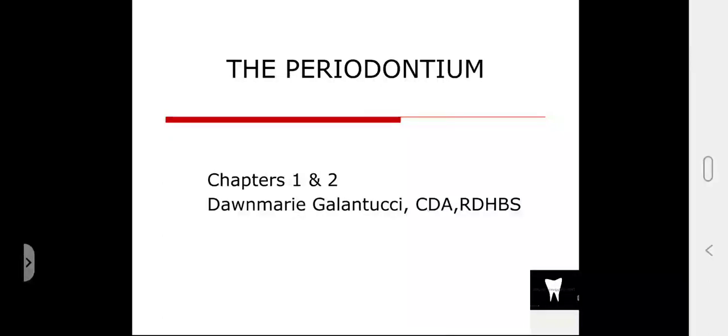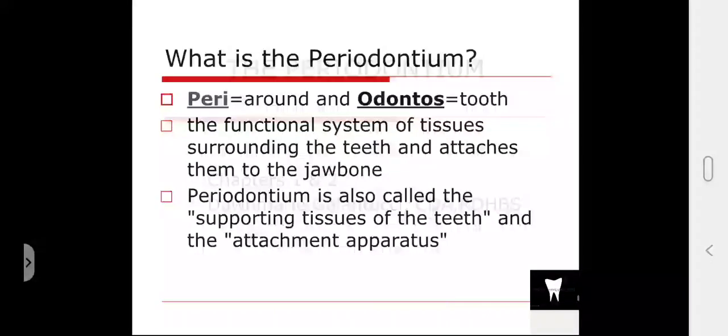Those of you that have been hygienists a long time, it's a really great review, because when you come out of school, you have all this knowledge, but then as time goes on, you start to forget these little details of anatomy and so forth. So I hope this gives you a little bit of a refresher.